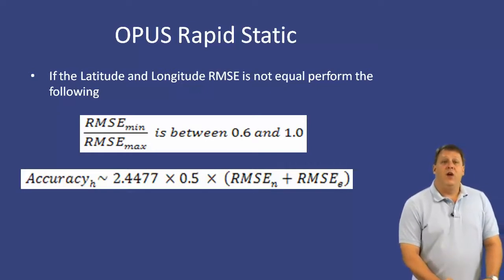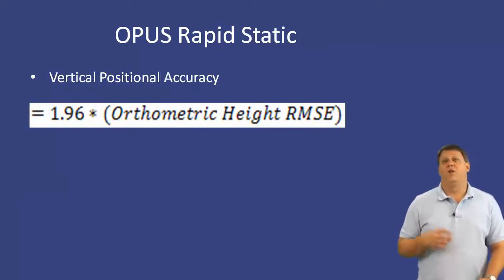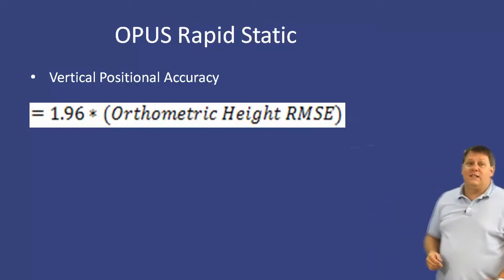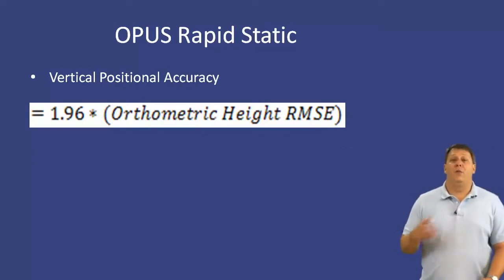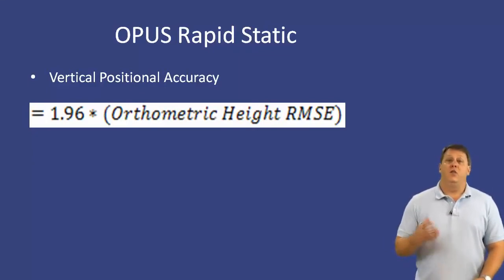What we're going to do now is to compute our vertical positional accuracy from our OPUS Rapid Static report. We're going to take 1.96 times our orthometric root mean square error answer to get our vertical positional accuracy at 95% confidence. Next, we're going to show you how to use the spreadsheet to compute positional accuracy from an OPUS Rapid Static report using the samples that are included.